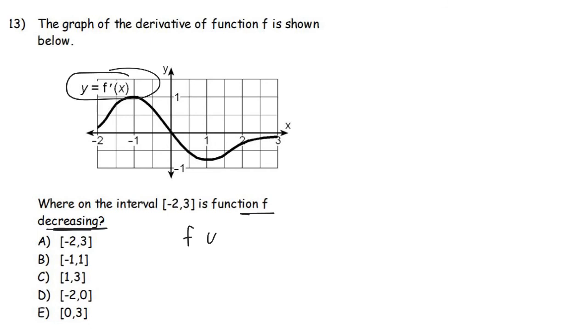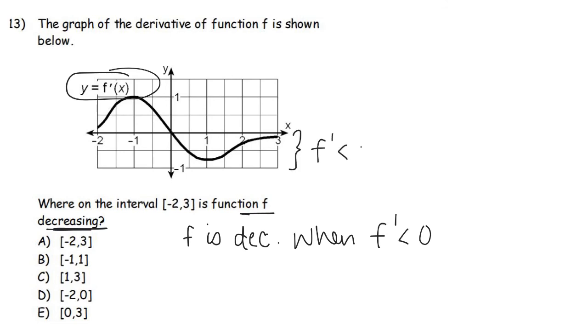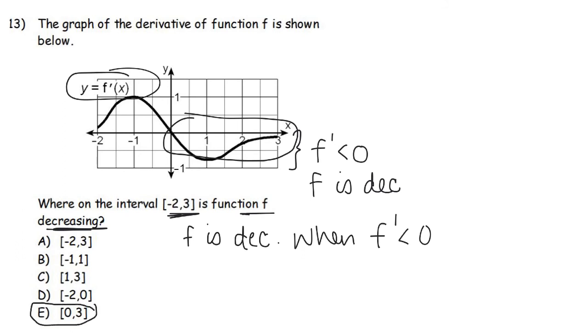So f is decreasing when f prime is negative. So really, I'm just looking for the interval where we are below the x-axis. So all of this means f prime is negative and f is decreasing. So this area right here, it looks like we're over the closed interval from -2 to 3. So it looks like we're going to be from 0 to 3. So number 13, your answer should be E.